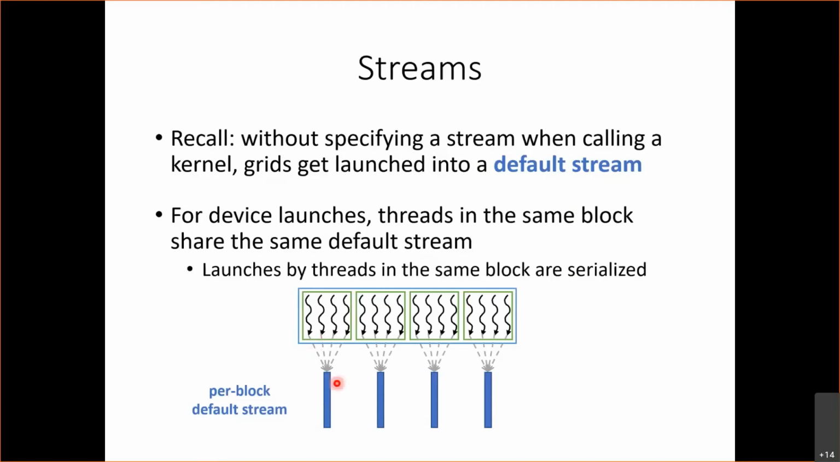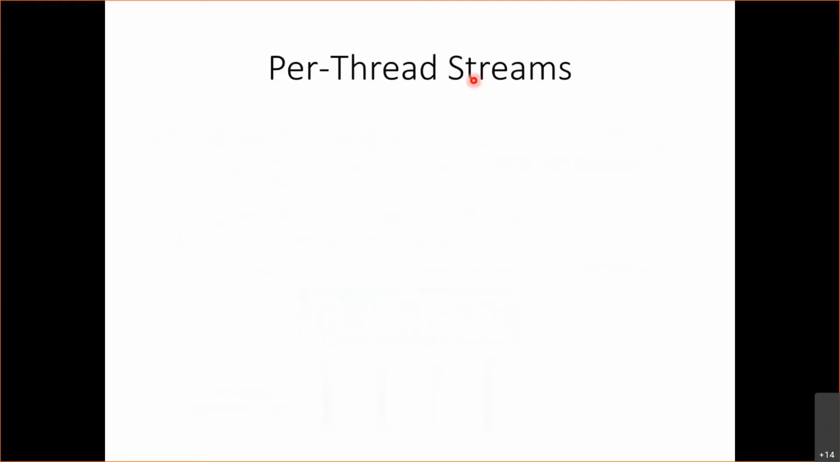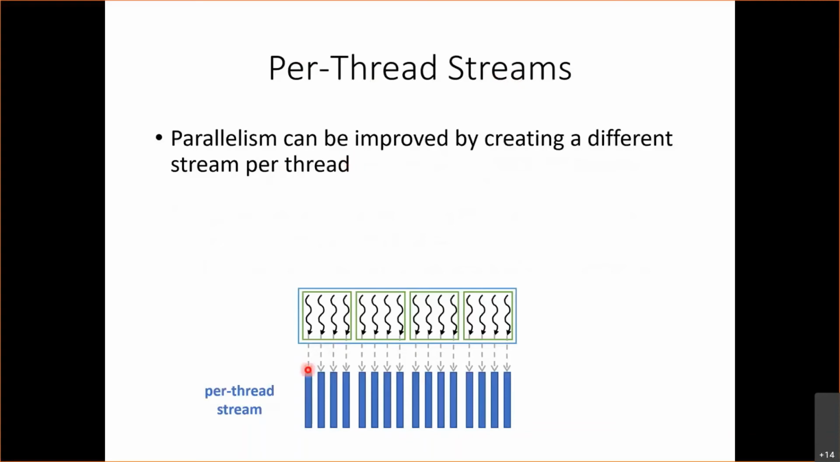So what can we do about this? Well, rather than using the default stream for the thread block, we can have a separate stream for each thread. So we can have a per thread stream. Parallelism can be improved by creating a different stream for each thread and having each thread launch into its own stream. Now, how do we create a stream for each thread?